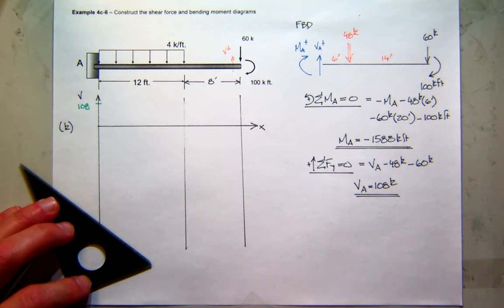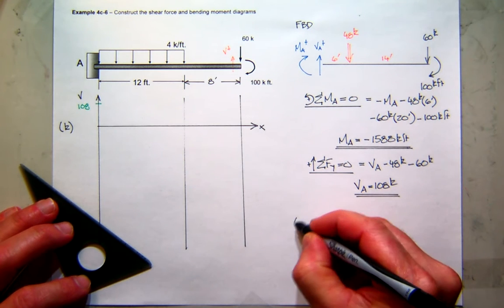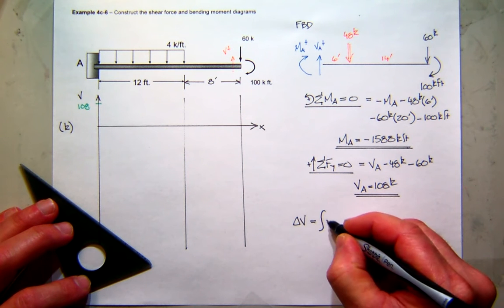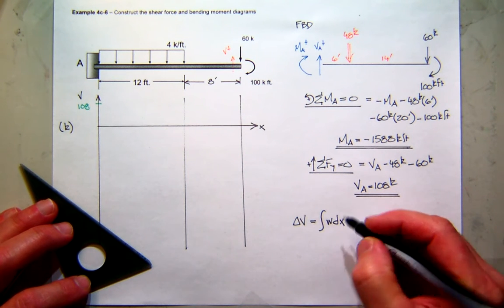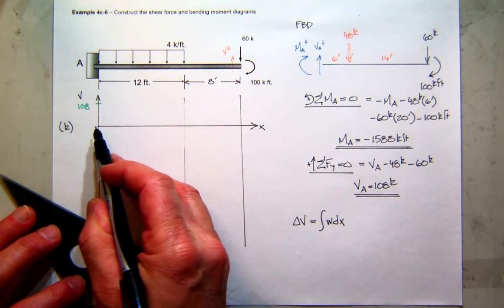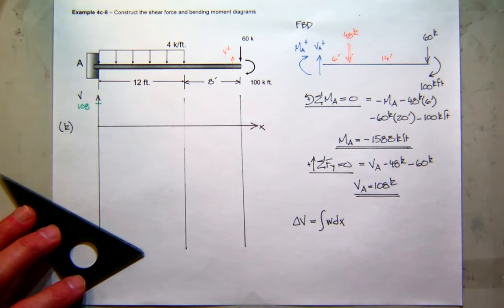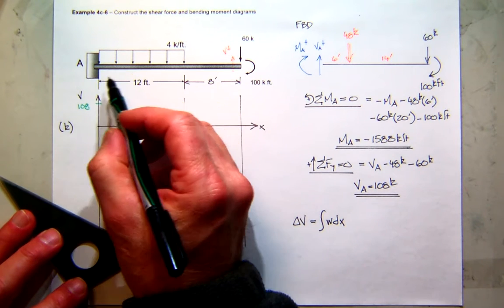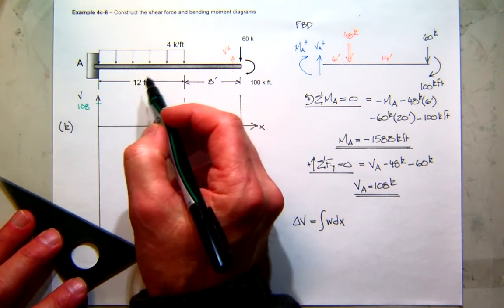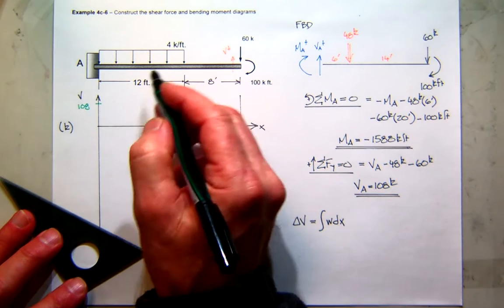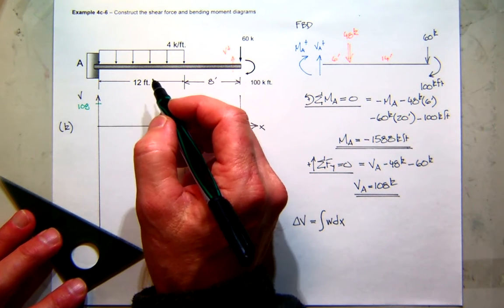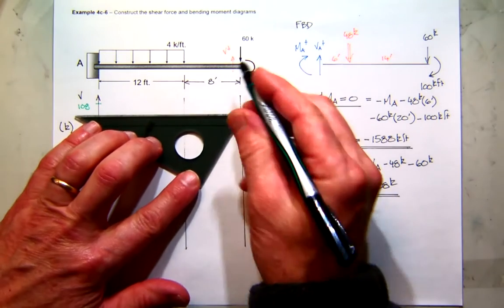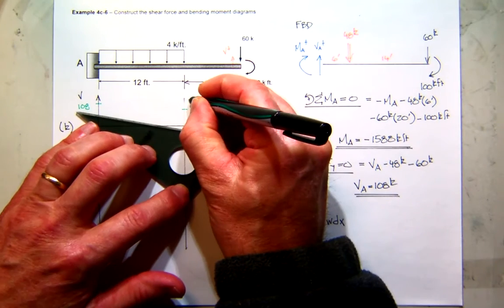Now remember, our relationships, the change in shear between any 2 points on the load curve is just the integral. So what's the change in shear from 0 to 12? Well, it should be the area under this load curve, which is what? It's a rectangle, so it's base times height. 12 times 4 is 48. Is that positive or negative load? Negative. So what's 108 minus 48? 60. Comes out to be 60.